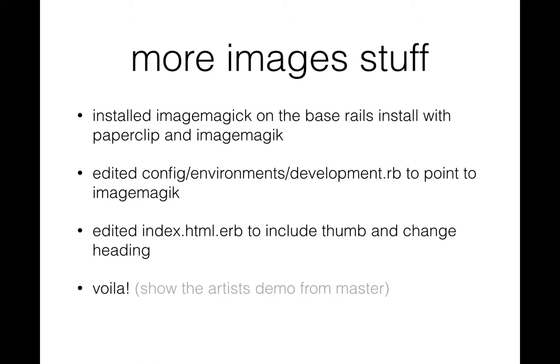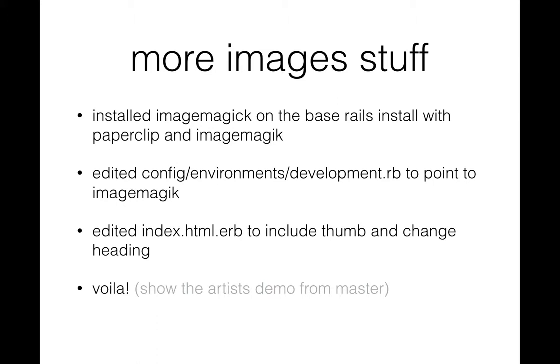With Paperclip, it also has this wonderful thing where you can just give it one image, and you can tell it all the sizes you're going to want to use, and it converts the images to those sizes. This utility is called ImageMagick. So you also have to install ImageMagick, and you have to tell Rails where to find it. Actually, you have to tell Paperclip where to find it.